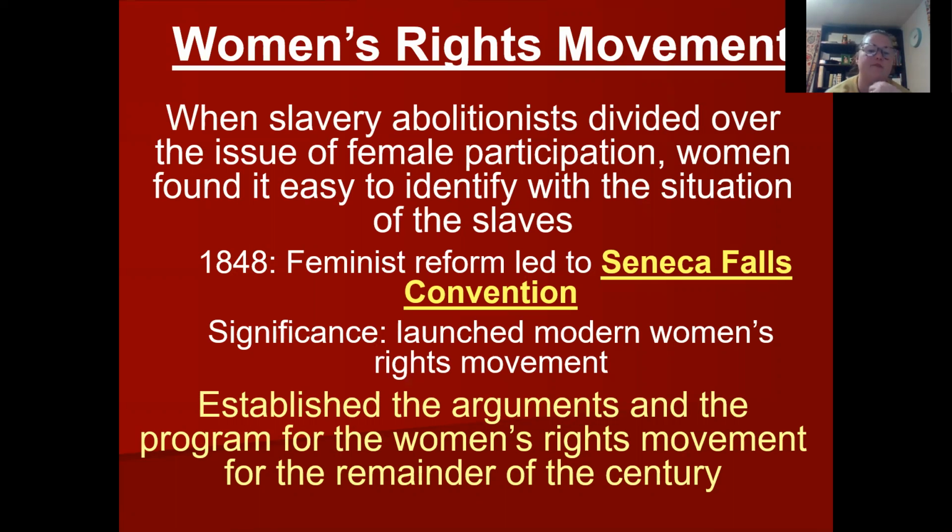And so they start seeing what's happening with the slaves and viewing it as similar to how they feel. So in 1848, feminist reform led to the Seneca Falls Convention. So what is the significance? This launched the modern women's rights movement, established the arguments and the program for the women's rights movement for the remainder of the century.